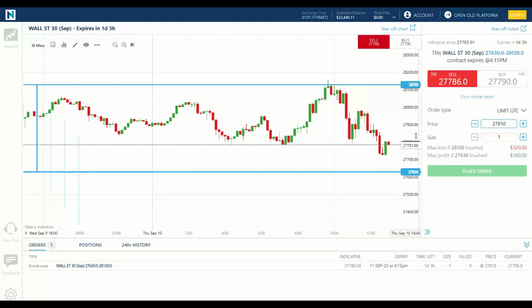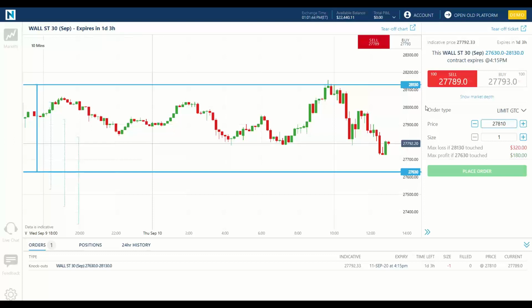But when I put my order in at 27,810, I was looking to go short. If it kept going higher, I knew where my maximum potential loss would be. If it went all the way up to 28,130, I could have potentially lost $320, and potential profit would have been 180 if it went down to 27,630. And if I sold one, I could always buy it back lower at a partial profit. I don't have to wait for it to get all the way down here, or I could always buy it back at a higher price and cut my losses if I was wrong.